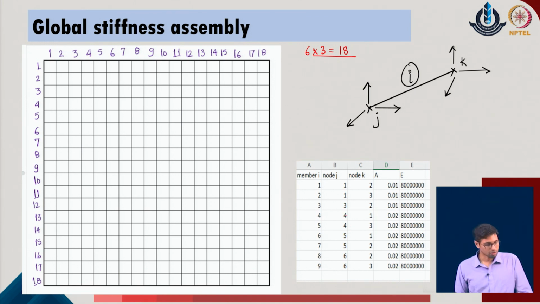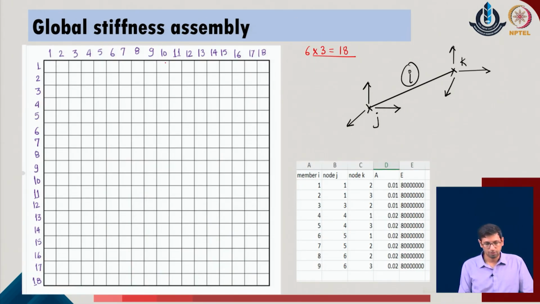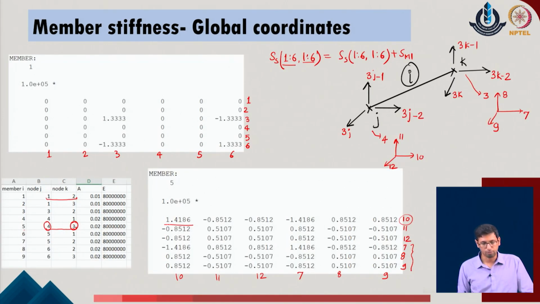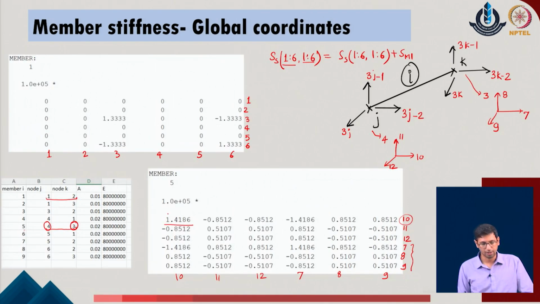Now I'll just try to show, maybe once, say for member 5, that this is 10 and 10, the first value. So this value should go to the position of the 10th row and 10th column in the given system, that means over here. So this value which I just crossed should be 1.4186 into 10 to the power 5, right. So this value I'll just put as x, the x which I am looking for.